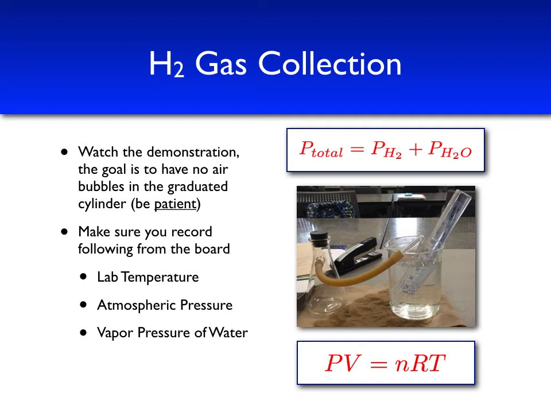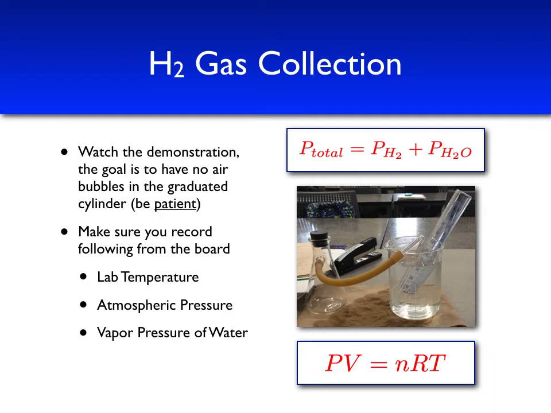To determine the moles of hydrogen gas that's collected, we need to use two different empirical gas laws. The first is Dalton's law of partial pressures, which states that the total pressure of a gas mixture is the sum of the partial pressures of all of the gases in the mixture.